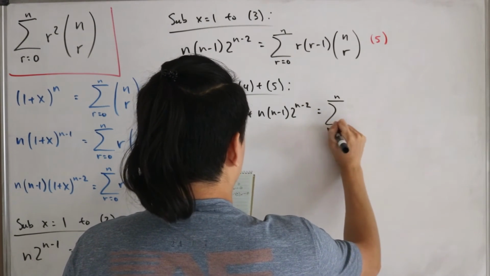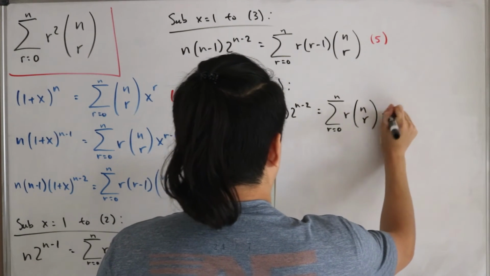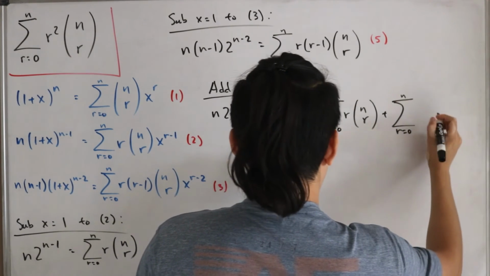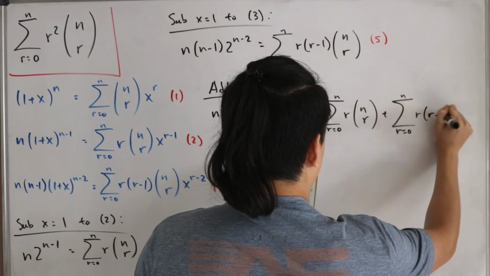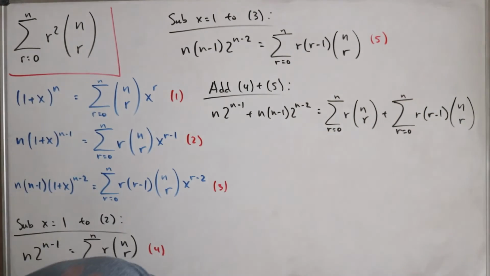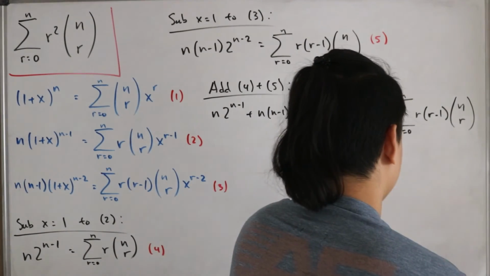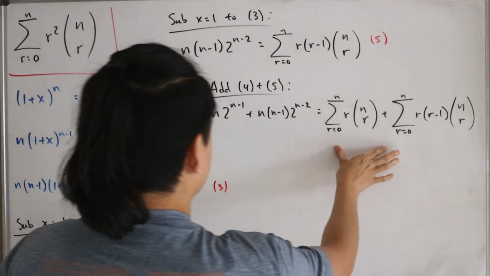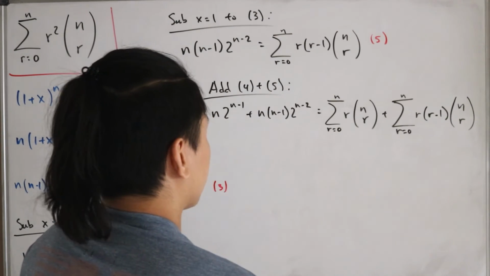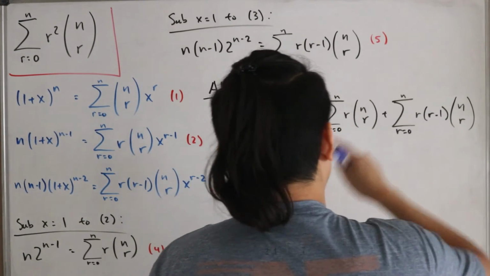So the sum from r equals 0 to n of r times n choose r, add this with our partial sum again, r equals 0 all the way up to n of r times r minus 1 times n choose r. Now a little bit of algebra on the right hand side: of course, you can combine these terms together because they share the same index. And then you'll notice that you can also factor out the n choose r.